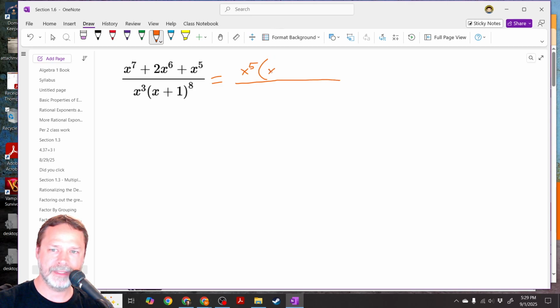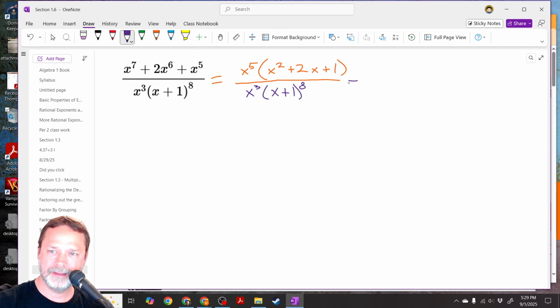So x to the 5th times x squared gets me x to the 7th. To get 2x to the 6th, I multiply by 2x. And x to the 5th times 1 is x to the 5th. Okay, so I got the top factored. Does this factor more? It might. Let's look at the bottom here. The bottom is factored: x cubed, and then I got an x plus 1 to the 8th. So here we got two factors, x 3 times and x plus 1 8 times.